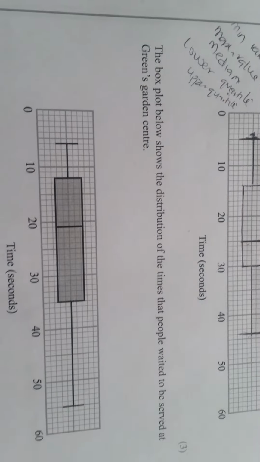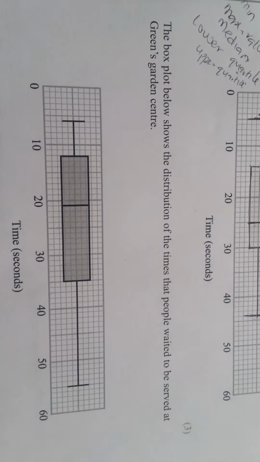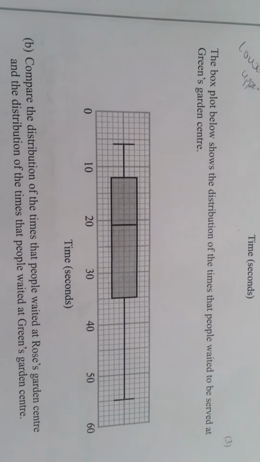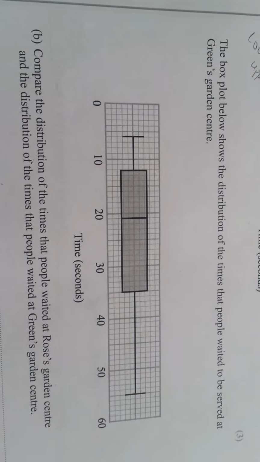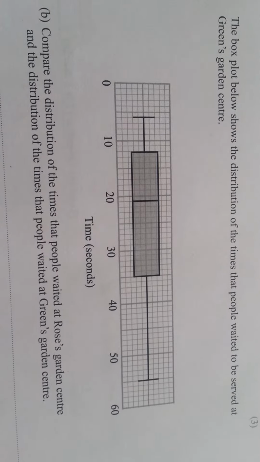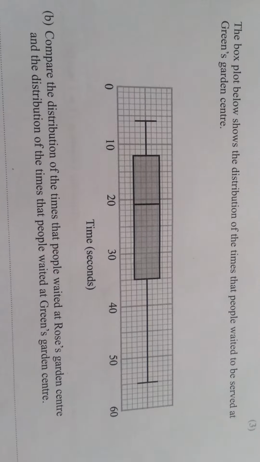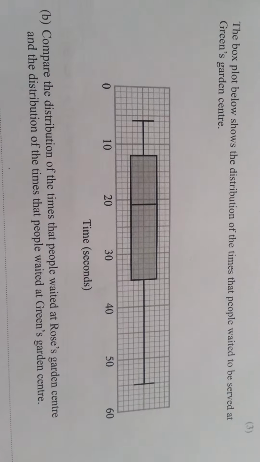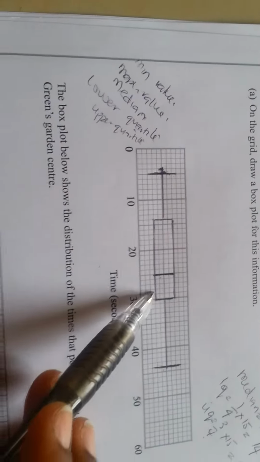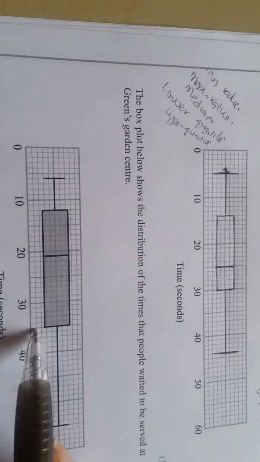Now for this question, we're told that the box plot below shows the distribution of the times that people waited to be served at Green's Garden Center. Now we're told to compare the distribution of the times that people waited at Rose's Garden Center and the distribution of the times that people waited at Green's Garden Center. This is basically comparing this box plot with this box plot. Okay?